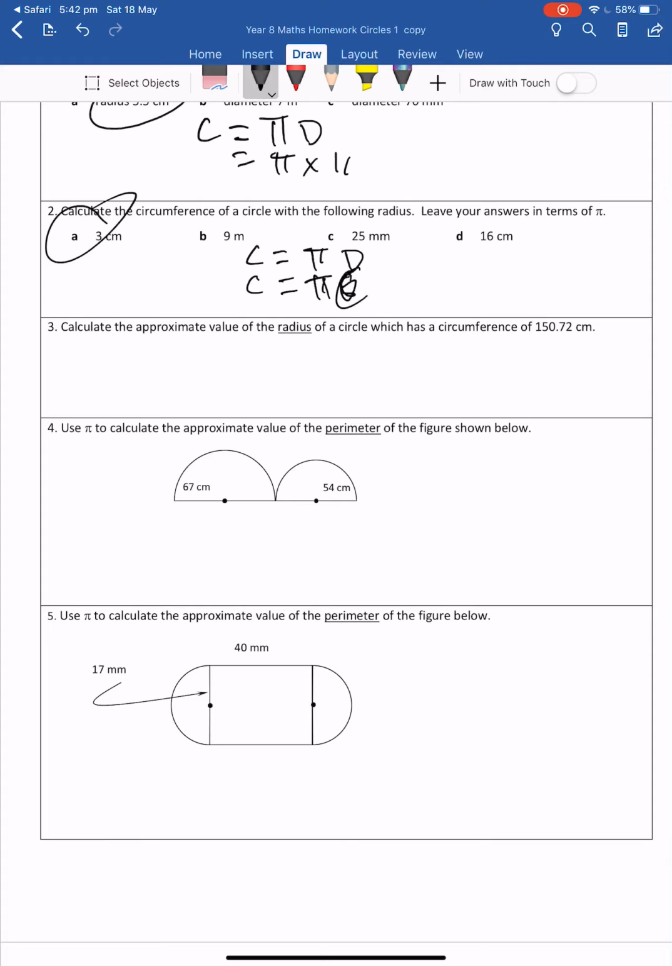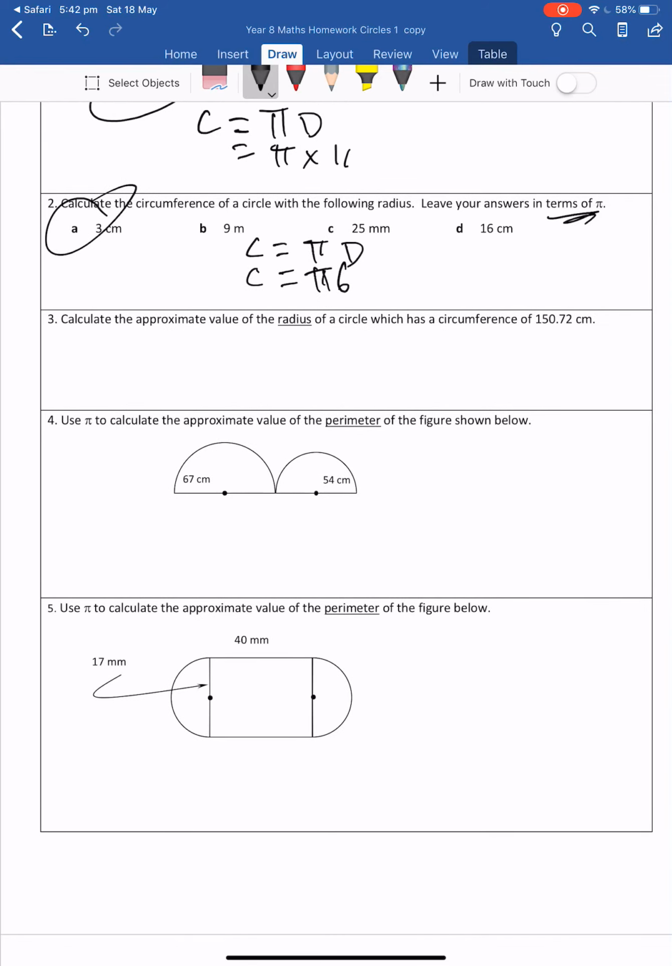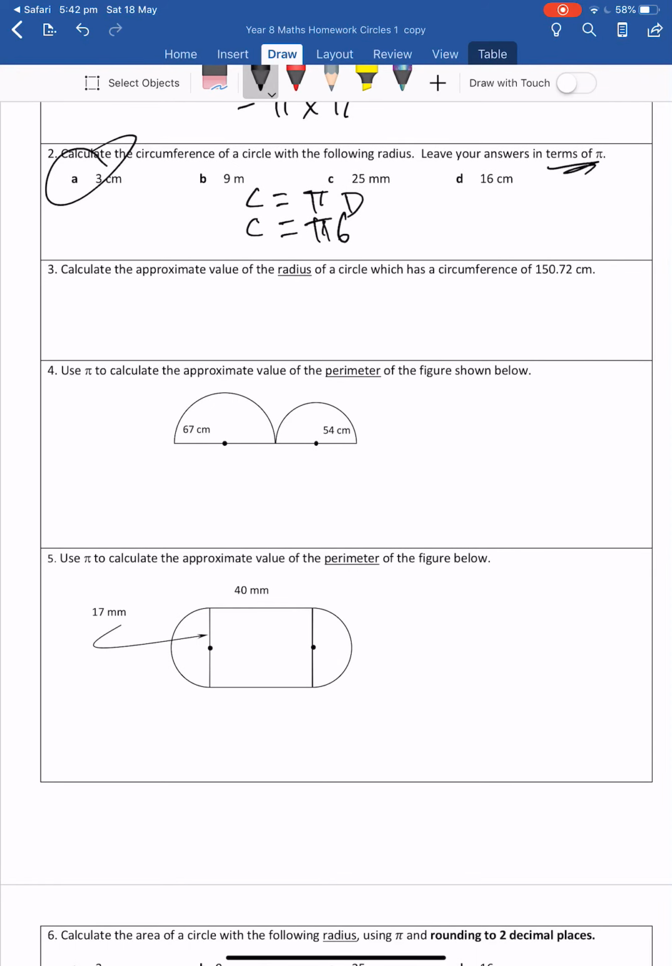If you leave it in that term, so I'm trying to type right in a very small space here. There we go, pi 6. So in terms of pi, basically all that means is for A, you just leave it at pi 6. Okay, this one here, this is a good one.